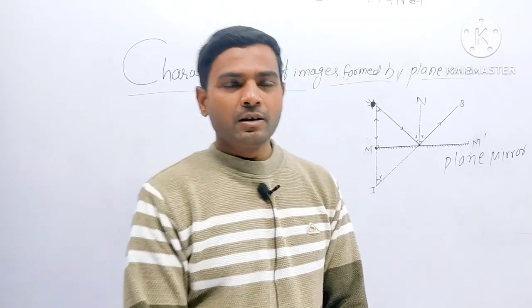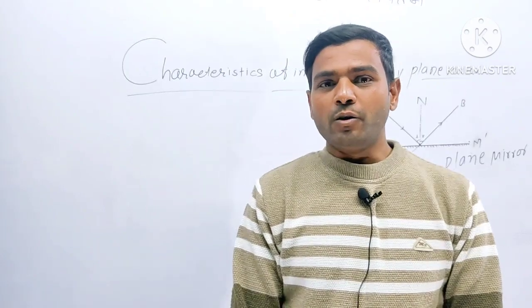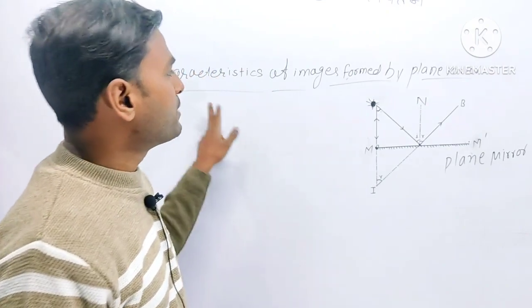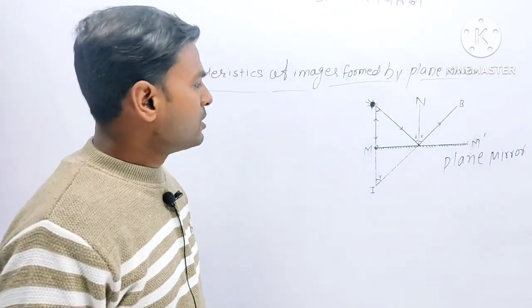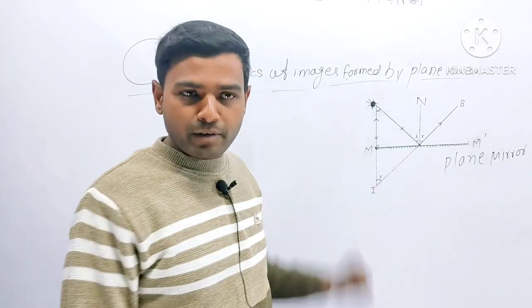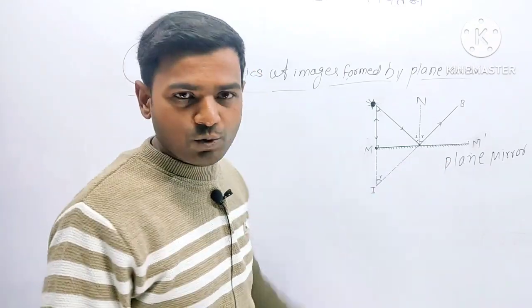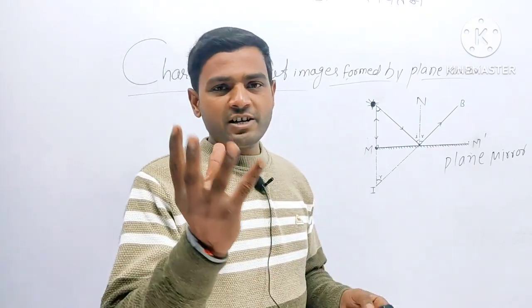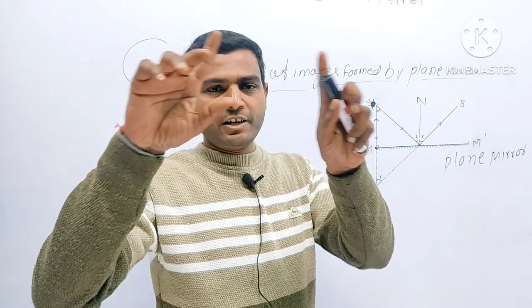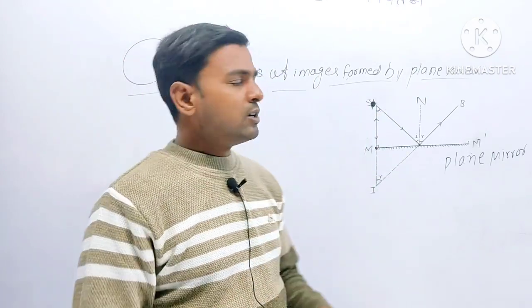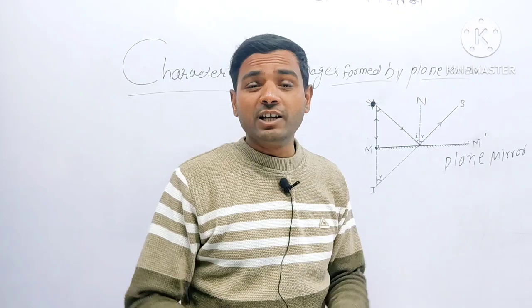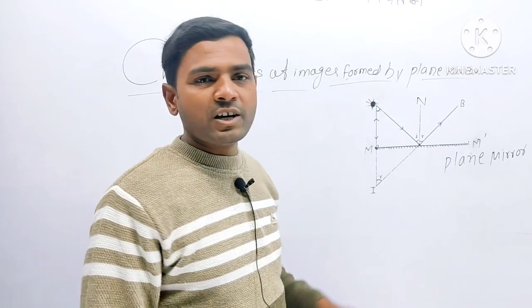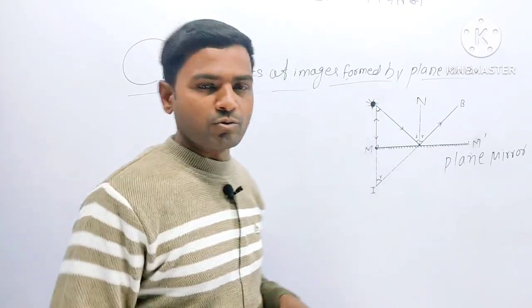Hello everyone. Today in this lecture we will deal with the characteristics of images formed by a plane mirror. So I have drawn here a plane mirror and I have taken a light source here. You know that from a light source the light will spread in all directions. So I have no use of all the light rays. I have only used here two rays of light from this light source.